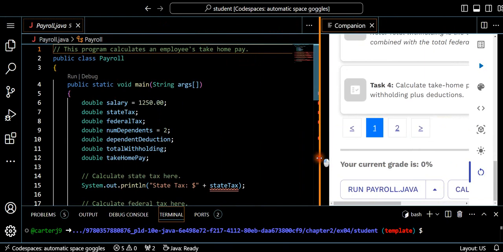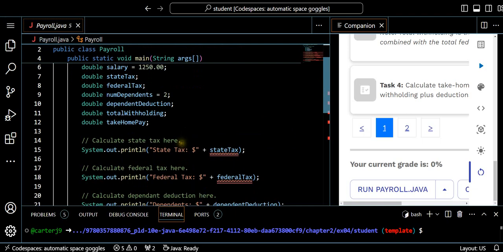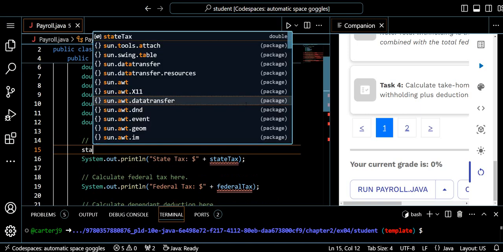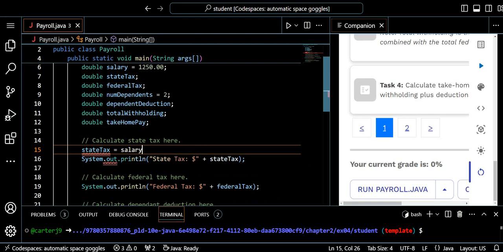So we have salary is 1250, double state tax, double federal tax, number of dependents is 2, double dependent deduction, withholding, and take-home salary. That looks good. Let's start here and calculate tax here. Let's put it on top of the printouts. State tax equals salary times 0.065 semicolon.